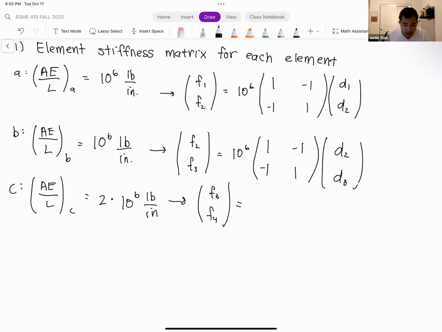Its element stiffness matrix therefore is F3, F4 equal to 2 times 10 to the 6, times the matrix 1, minus 1, minus 1, 1, times D3, D4.